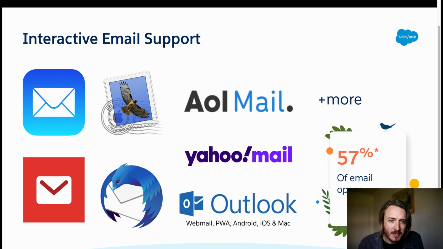Support for it's pretty decent. 57% of email opens support interactive email. So we've got Apple Mail on desktop and iOS. We've got Samsung Mail, Thunderbird, AOL Mail, Yahoo Mail. They're both sort of Verizon, so they're grouped together that way. And Outlook. But this is not the MSO Outlooks. This is Outlook Webmail. This is Outlook PWA. This is Outlook Android, Outlook on iOS, and Outlook on Mac. So most of them, but actually the market share is less, unfortunately. But it's pretty good support here. 57% of email opens supporting interactive email.